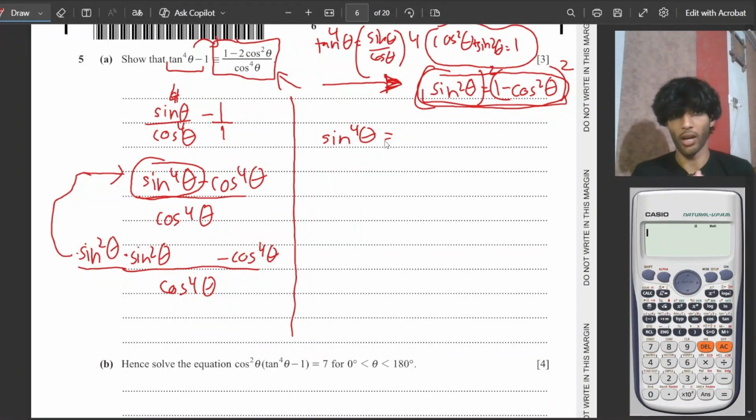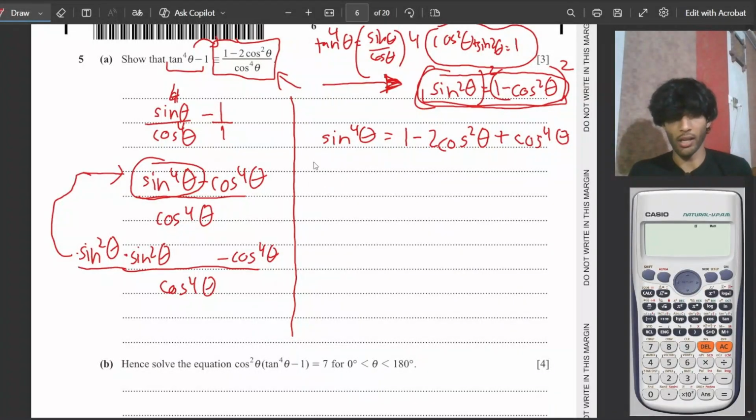This looks something like the identity a minus b whole squared. And I know what that expands out to. That expands out to a squared. So a is 1, 1 squared is just 1, minus 2ab, so that's 2 times a, 2 times 1 is 2, times b, so that's going to be 2 cosine squared theta. And then I'm going to have plus b squared, so cosine squared theta, and I square that. So that's going to be cosine 4 theta. So I get this. So I know that sine 4 theta is equal to this entire thing.